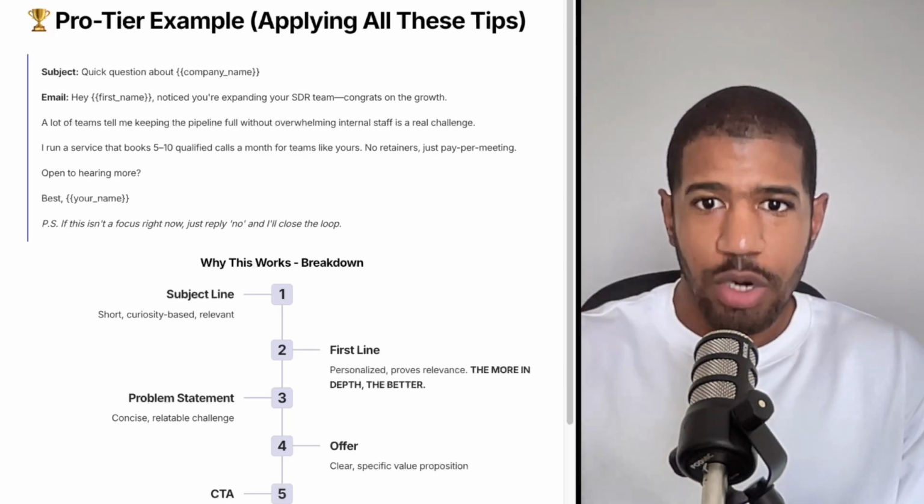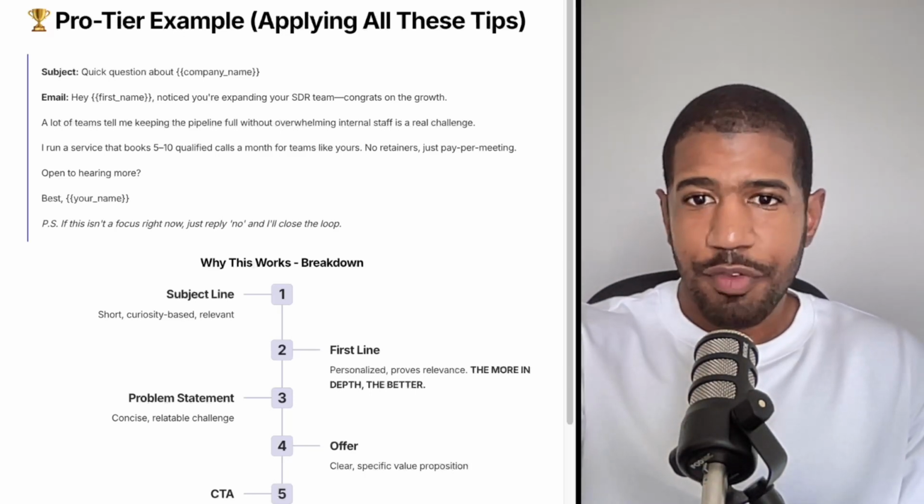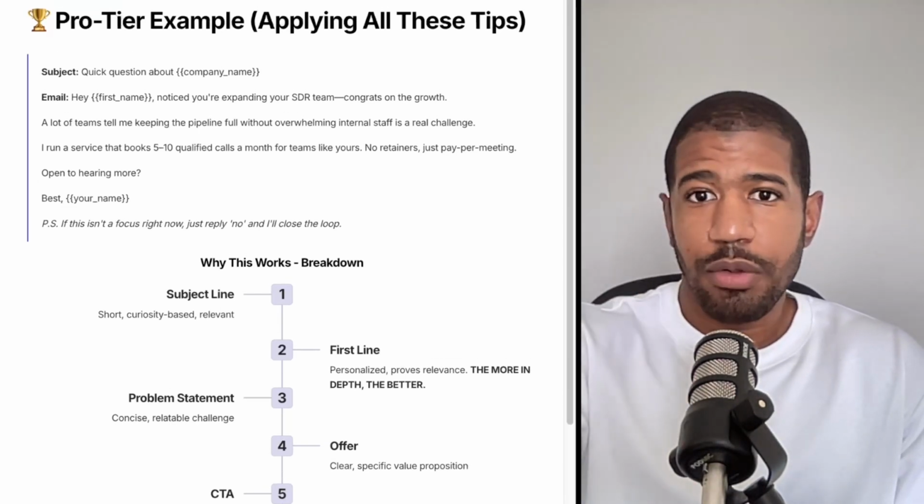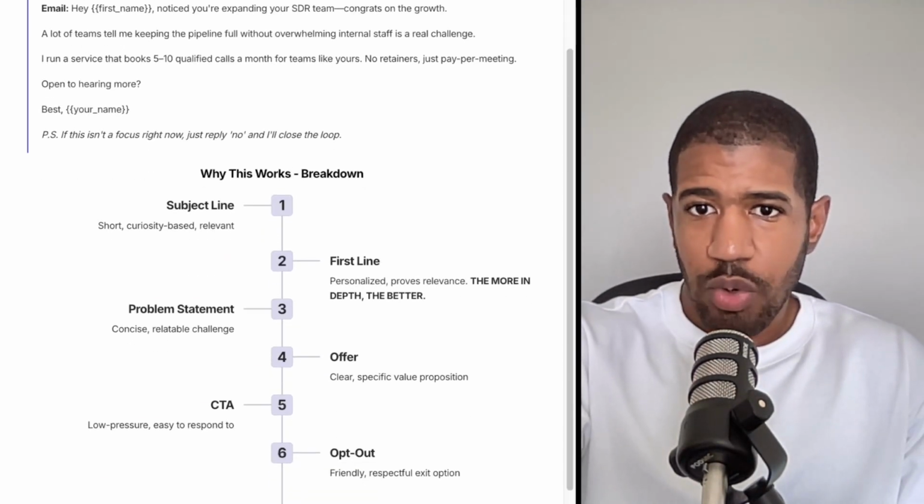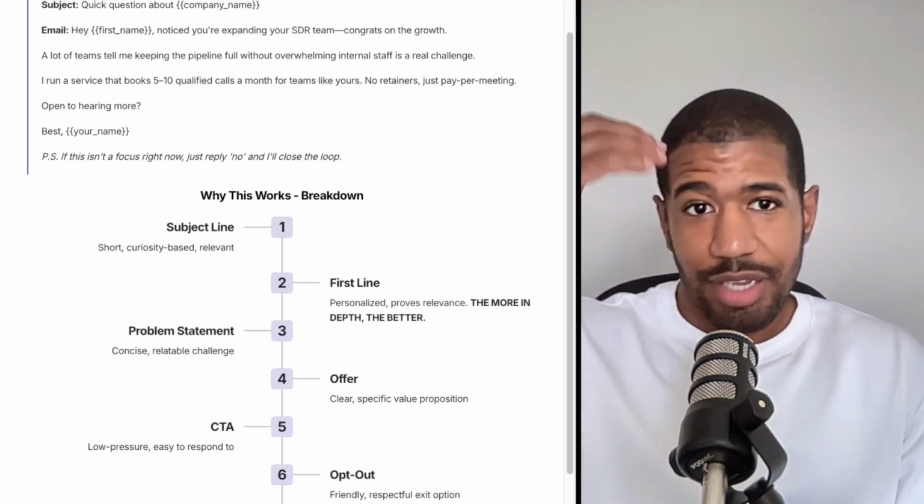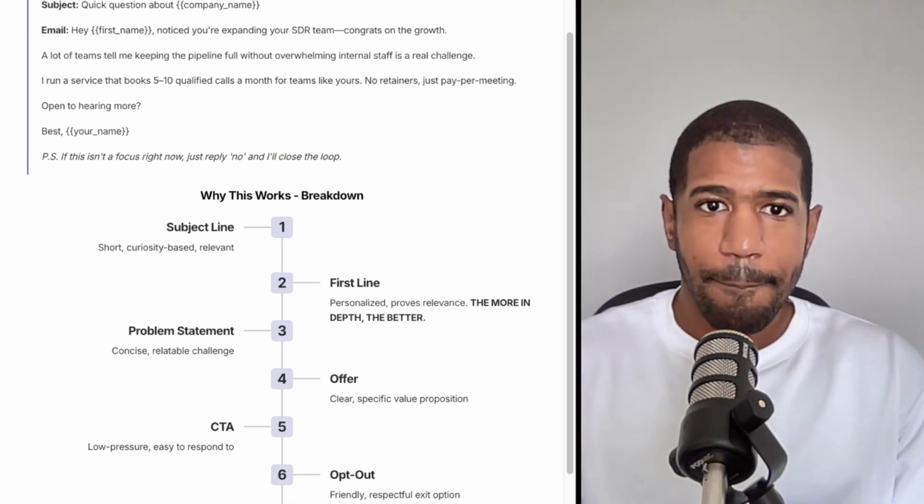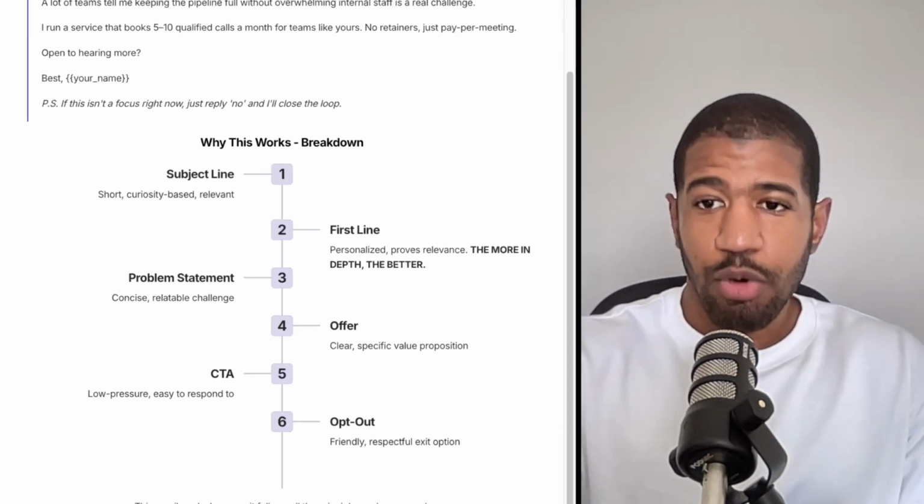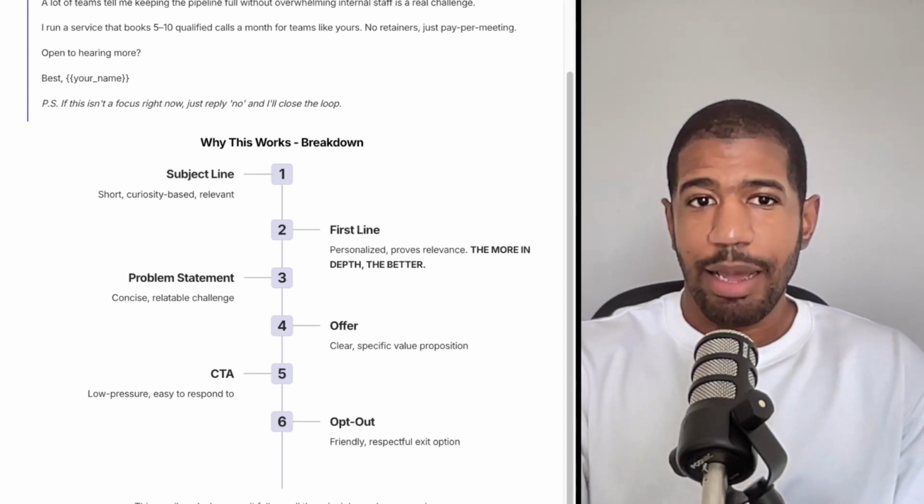Opt-out line. Why this works? Has everything we cover. The subject line. You can even take this template right here, subject line and all. Subject line is short, curiosity based. So quick question. What's the question? In my head, I'm like, well, what's the question? I have curiosity now, right? The first line is there. It proves that it's relevant. I'm not marking it as spam.